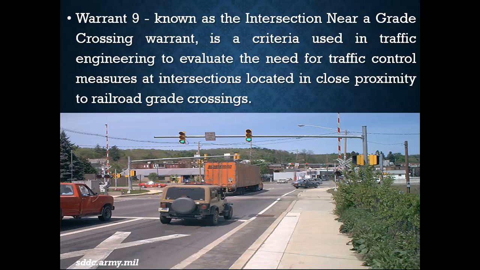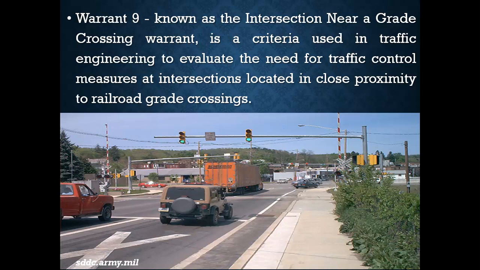Then the ninth one is known as the ninth warrant or warrant 9, also known as the intersection near a grade crossing warrant. It is a criteria used in traffic engineering to evaluate the need for traffic control measures at intersections located in close proximity to a railroad grade crossing. Grade crossings are intersections where a road crosses railroad tracks at the same level. So that means we need to know if there is going to be a need for a traffic signal at a road that has close proximity to a railroad grade crossing.